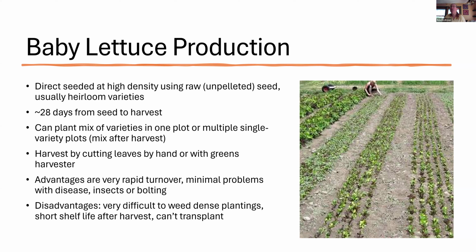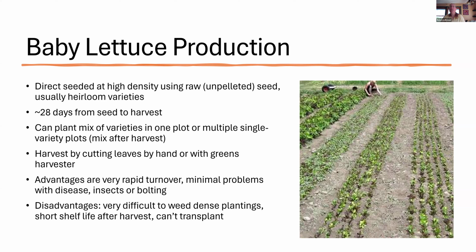The other disadvantages are that because baby lettuce is a baby leaf, it's extremely tender. This gives it a very short shelf life after harvest. So for instance, if your market gets rained out, you probably can't save the baby lettuce in the cooler for the next market, unless it's like the next day.